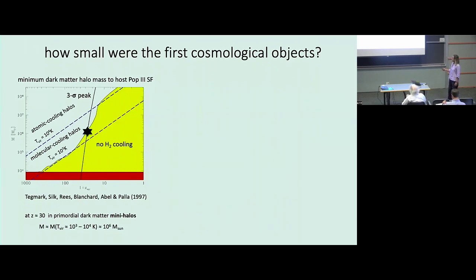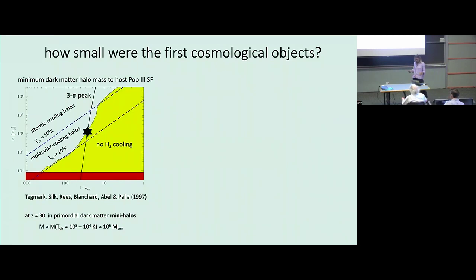Now, if you compare this yellow region with this diagonal line that shows the redshift evolution of 3 sigma peaks in the cosmic density field, you find this spot here, the star, that tells you that at redshift 30, the first star-forming mini halos should have a mass of the order of 10^6 solar masses. And these are the two figures that we all have in mind when we think of the very first places in the universe where star formation starts.